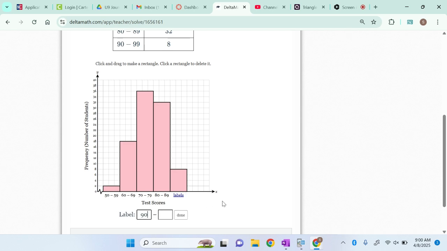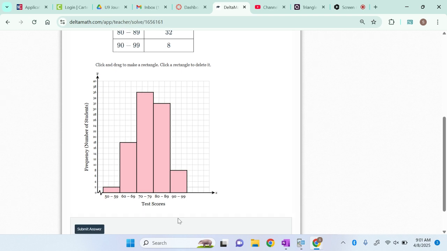I'll leave this up, guys. So all you're doing to make the bars is clicking and dragging. You just got to make sure that the number of squares that you go over to make your bars are consistent. So I would say between 2 to 3 units in width. All right, they got to be the same width.